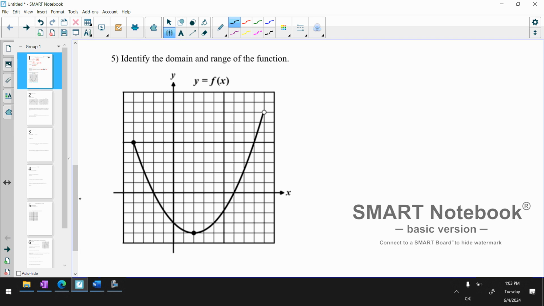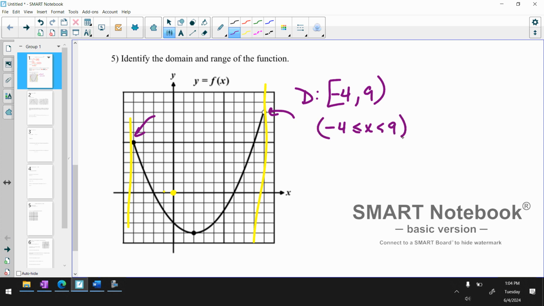Domain and range. Domain is your x values from here to here. So this is 0, 0, so I'm going 1, 2, 3, 4. So my domain is negative 4, closed bracket, to 1, 2, 3, 4, 5, 6, 7, 8, 9. An open circle, parenthesis. Or you can go like this. Right? Negative 4 is included, 9 is not.